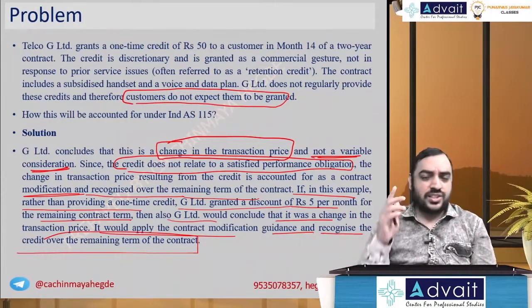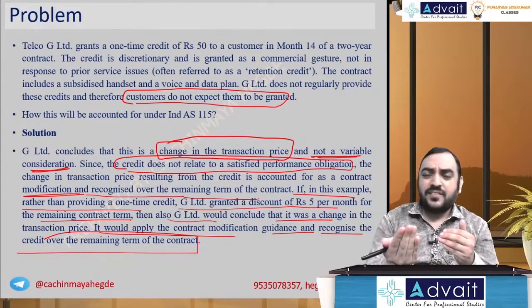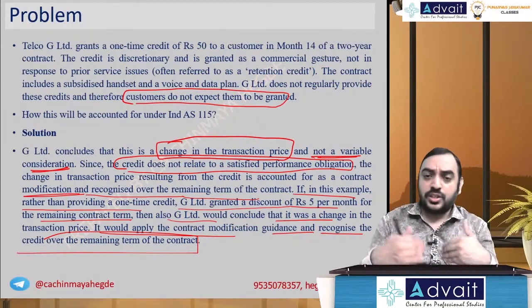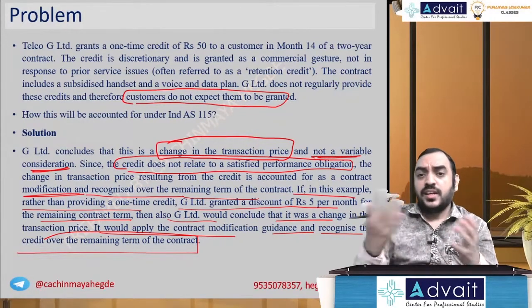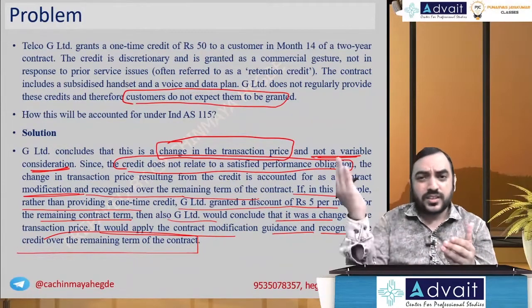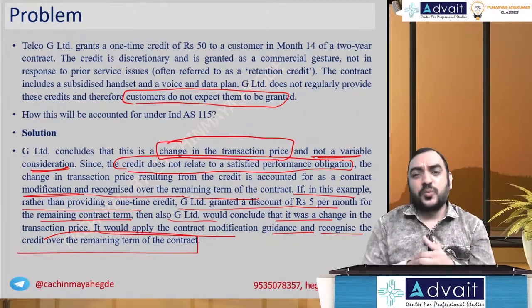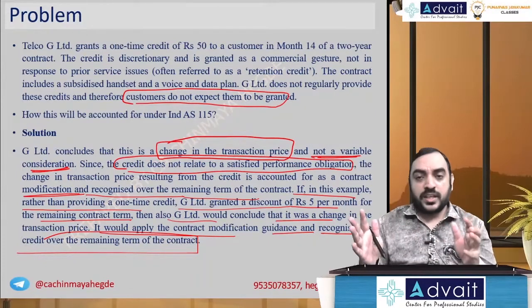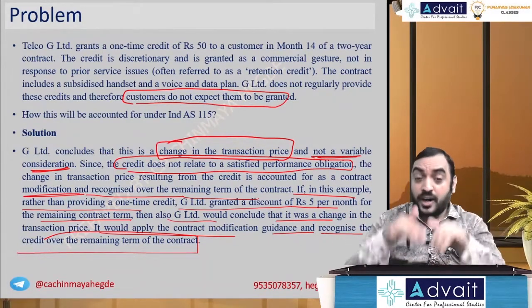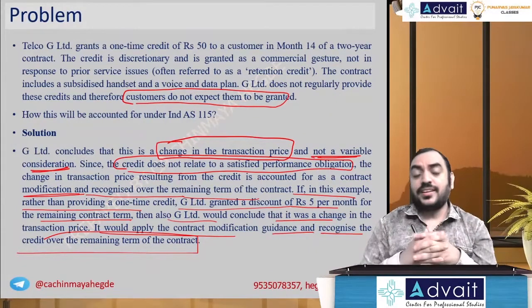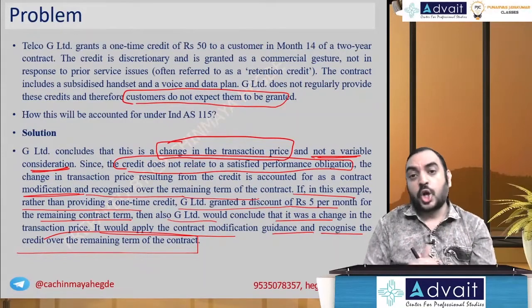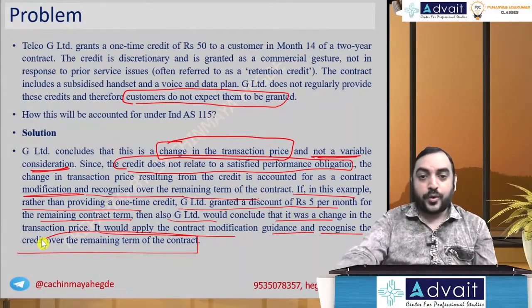What are the contract modification terms? If you remember, is it a separate performance obligation? It is not. Then it's part of the same consideration, part of the same performance obligation. Then you revise your revenue on a retrospective, cumulative catch-up basis. We have discussed this in other problems. So this is not a variable consideration. This is part of the existing contract, but the change in transaction price is recognized over the remaining life, like a contract modification. Hope you got the points. I'll go further.